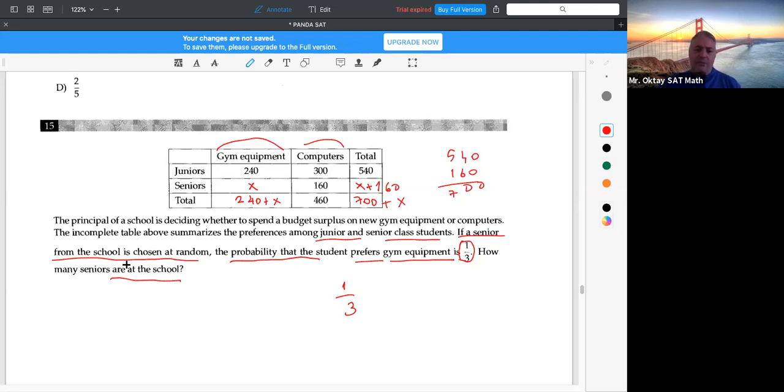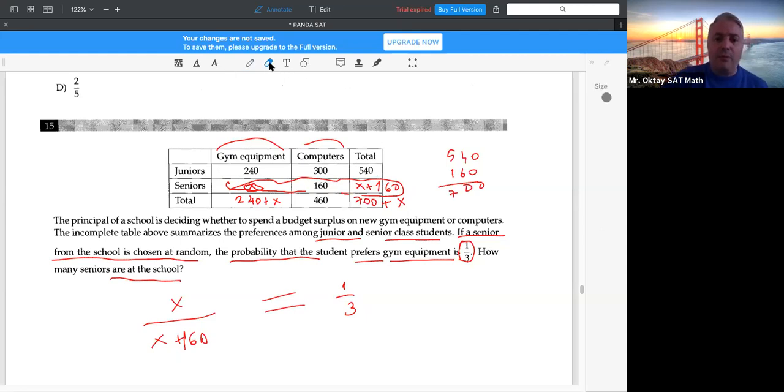So if a senior from the school is chosen randomly, that means we are talking about the seniors. This is the restriction for the denominator. So the denominator is now X plus 160. A senior is being chosen randomly, the probability that the student prefers the gym equipment, so how many seniors are there preferring the gym equipment? It's X, and it is 1/3. Okay, now I can write this. Let me look at the table again, or write it one more time from the beginning.